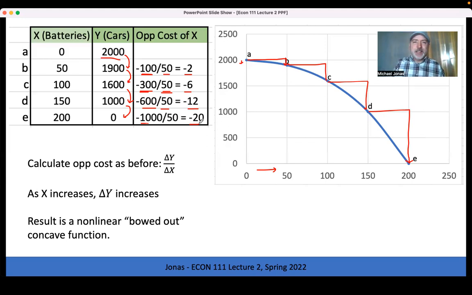So, guaranteed exam question, right? You'll see a PPF that's shaped like this, and the question is, why? Why does it look like this? Why isn't it a straight line? And the answer is resource specialization, right? The realistic assumption that land, labor, and capital are better suited to production in one sector than another.